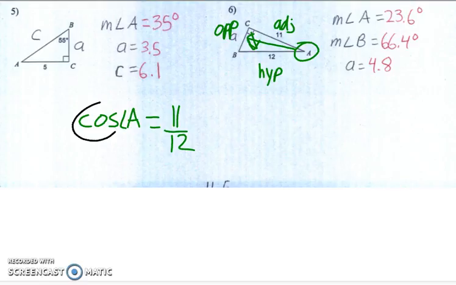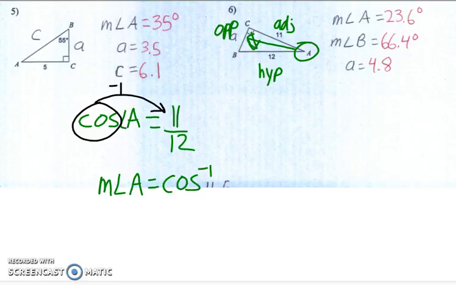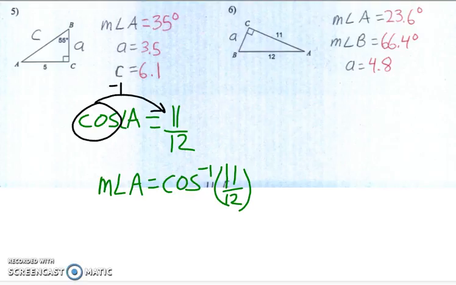Remember, this is where we circle our cosine. We're going to move it to the other side. It's going to cost 1. And our measure of angle A equals inverse cosine, looks like cosine to the -1, of 11 over 12. Put that in your calculator. Remember how to do it. Hit your second button, then your cosine, and inside the parentheses put 11 divided by 12, and make sure you close your parentheses. We have to erase what we put around the diagram.